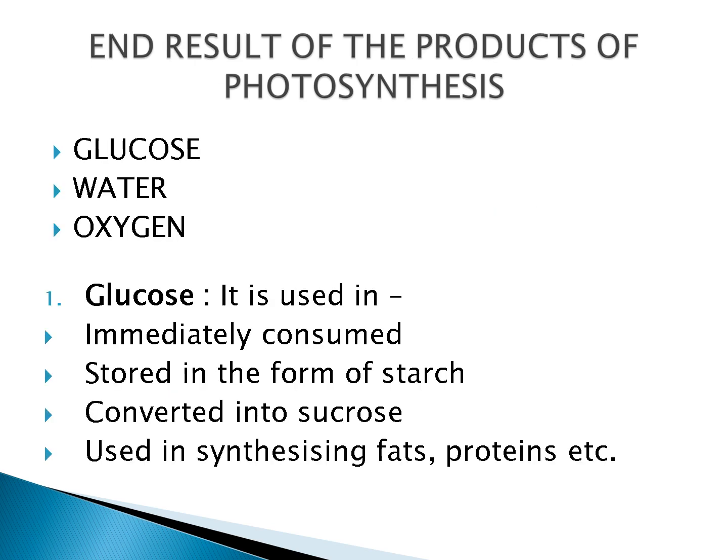Next we move to understand what happens to the products of photosynthesis. There are three end products of photosynthesis: glucose, water and oxygen. Glucose is used in various ways. Some amount of glucose is immediately consumed by the cells for carrying out various metabolic activities. The rest are stored in the form of starch.